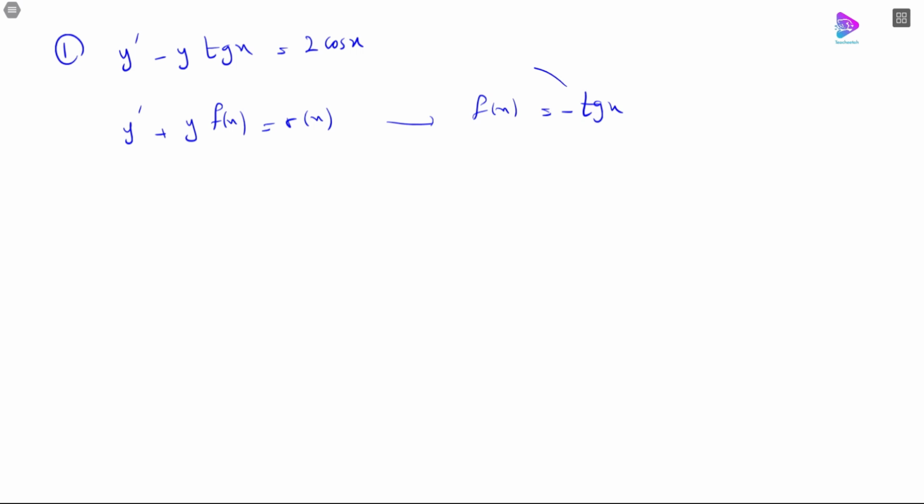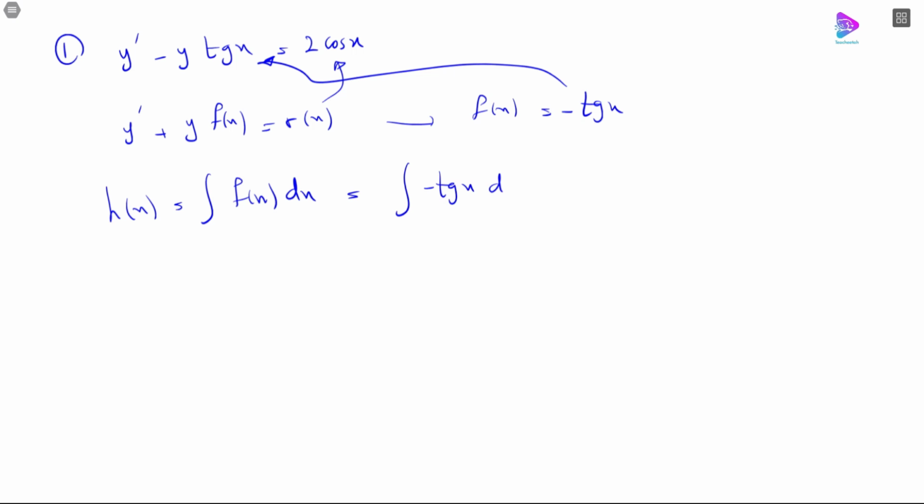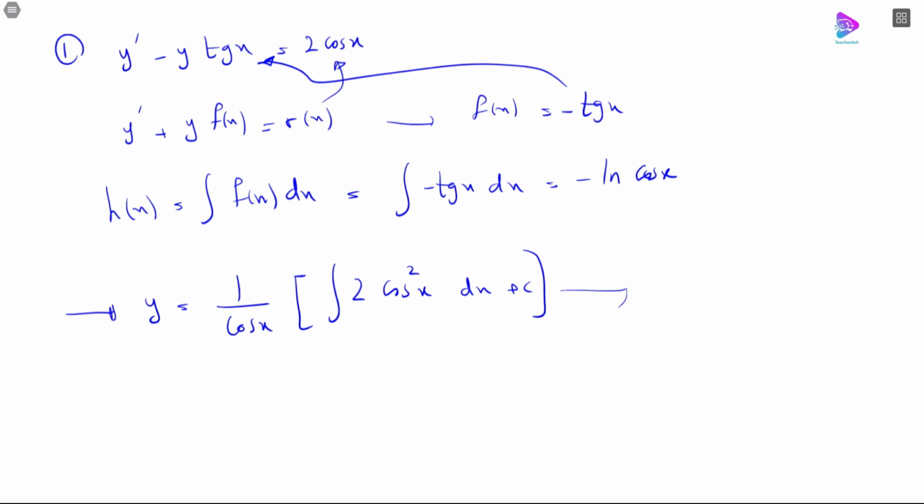So let's say y prime minus y tan x is equal to 2 cosine x, correct? Remember, in the main form we are looking at y prime plus y f(x) equal to r(x), correct? So from here I can say my f(x) is equal to minus tan x. Be very careful about these minus and pluses. And then r(x) is 2 cosine x, correct? So from here, h(x), if you remember, is the integral of f(x) dx. So basically the integral of minus tan x dx, which is minus ln cosine x. And from here, if we plug it into our main formula, I'm going to end up with 1 over cosine x times the integral of 2 cosine squared x dx plus c. And then you will solve this, and that's your general solution.